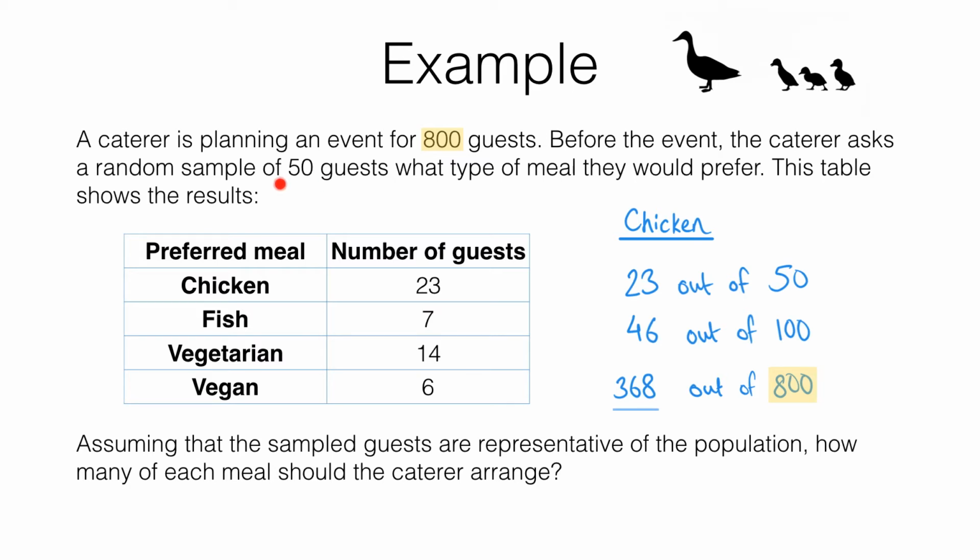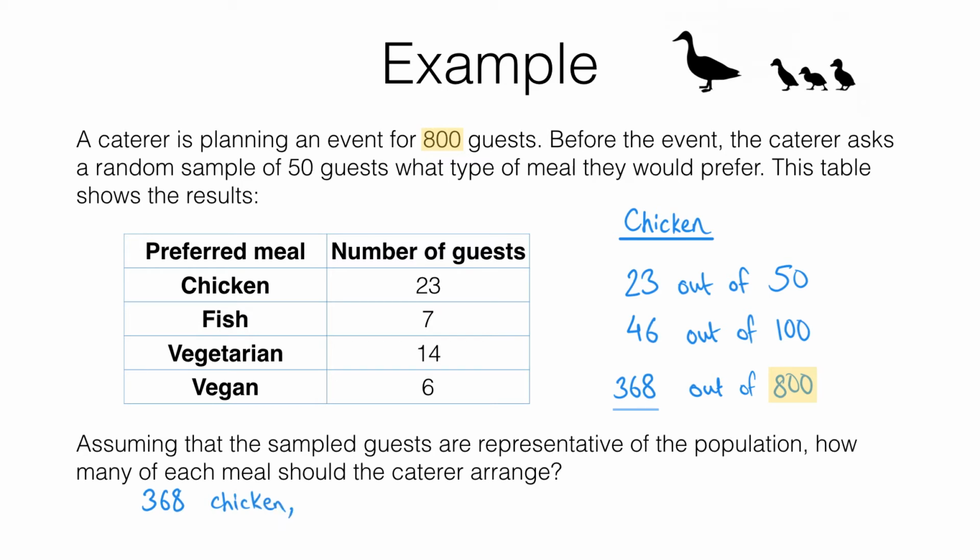Let's just check this looks sensible. There was a sample of 50 and 23 is just a bit less than half of that. So if the sample is representative of the whole population, which is what we're assuming, then we would expect just under half of the 800 guests to want chicken. And 368 is a little bit less than half of 800. Half of 800 is, of course, 400. So the caterer should arrange 368 chicken meals.